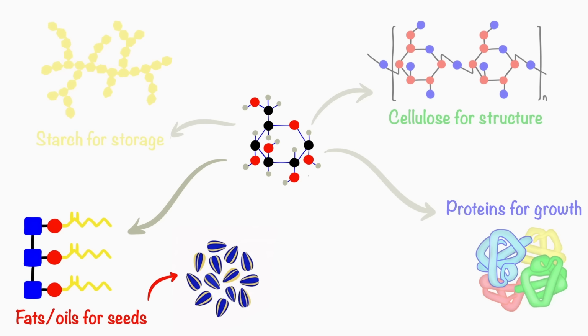Finally, glucose can be stored as fats and oils, particularly in seeds. These provide a concentrated energy source for future germination and growth.